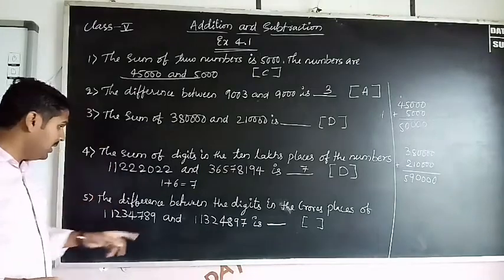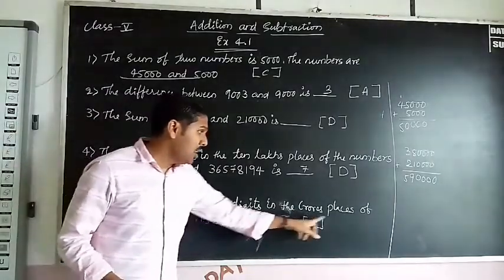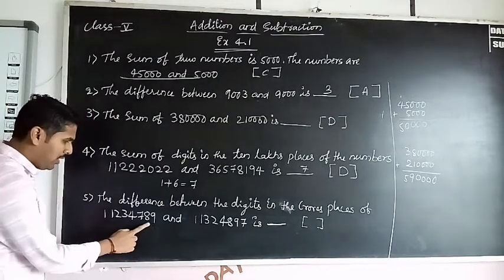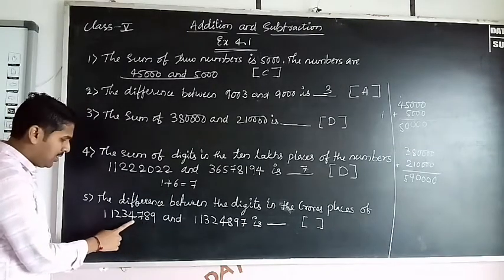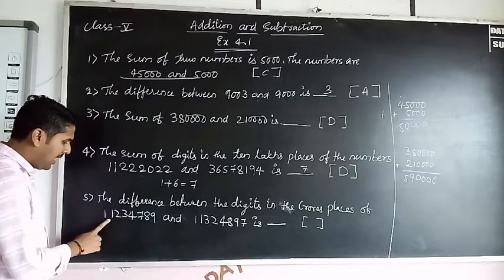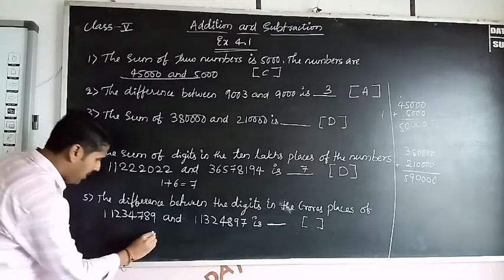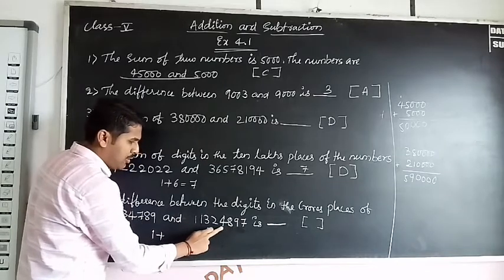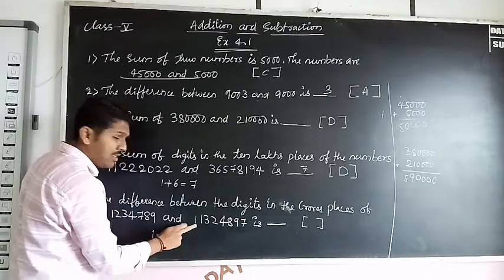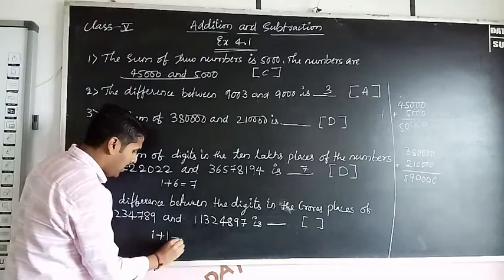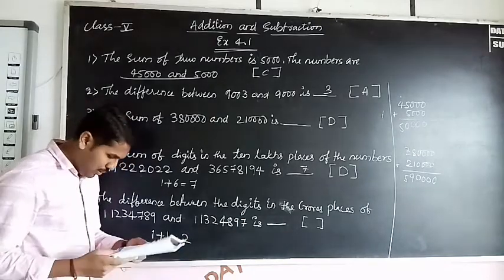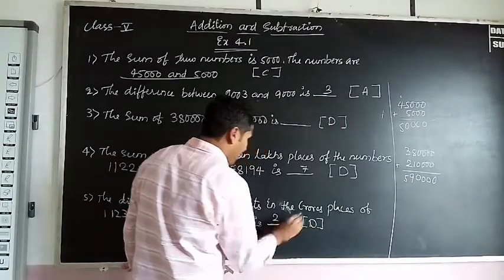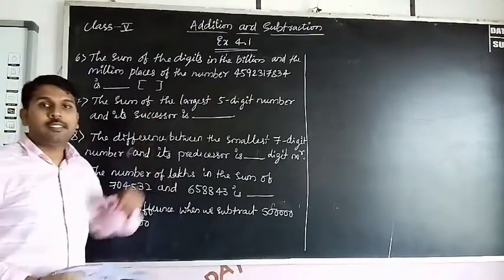Next, fifth one, the difference between the digits in the crore place of these numbers. Crore place: 1, 10, 100, 1,000, 10,000, lakh, 10 lakh, crore. That means 1 plus 1, 2. So option D. This is also option D. Answer 2.